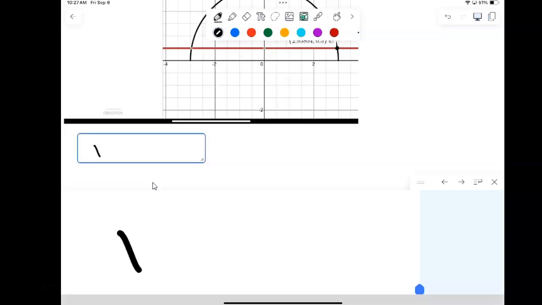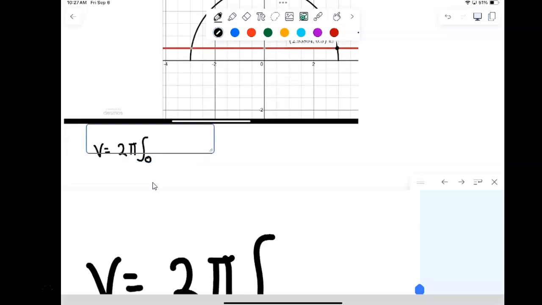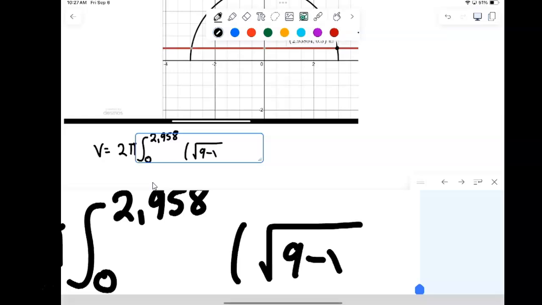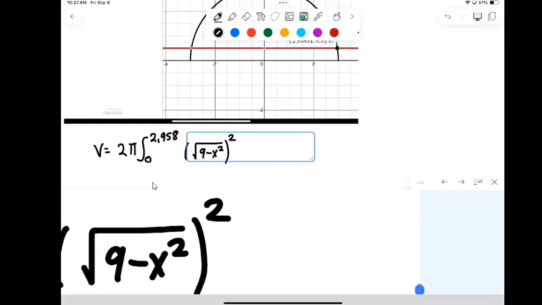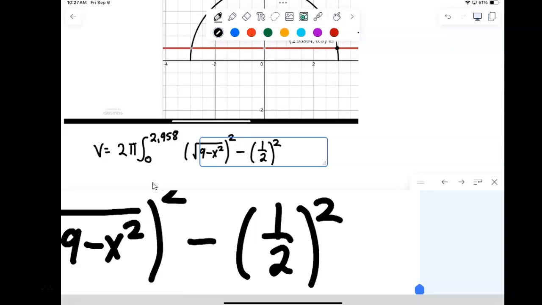Okay, so the volume will be 2 pi, and I roll along the x from 0 to 2.958. That's just how far I'm going to round it. And it's going to be the top function, which is the circle, square root of 9 minus x squared, minus the inner piece, which is that line y equals 1/2. Okay. And then dx.